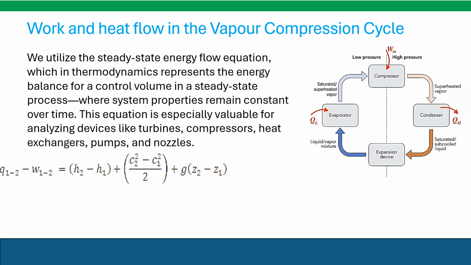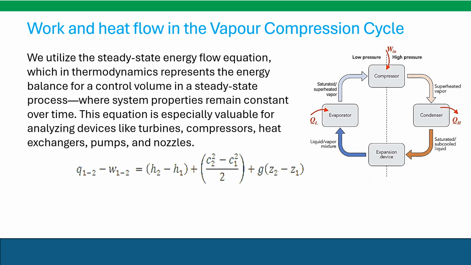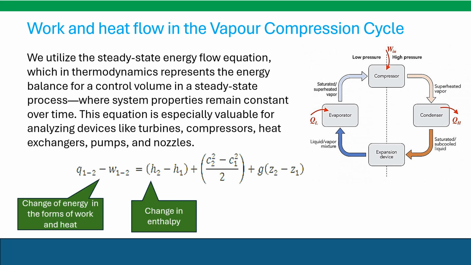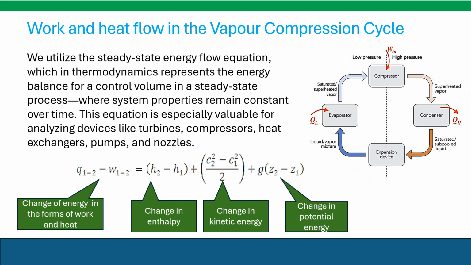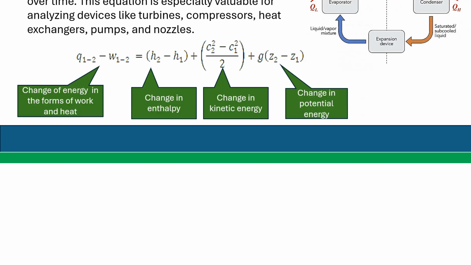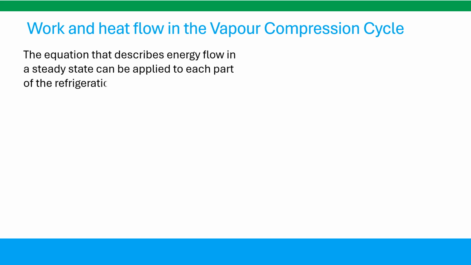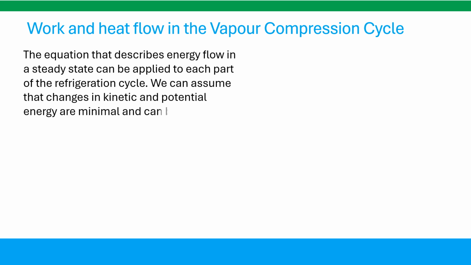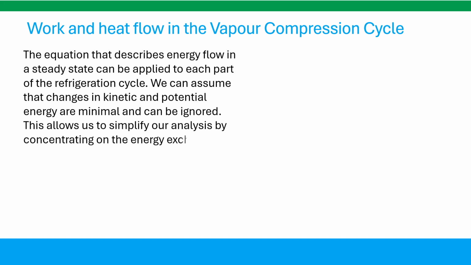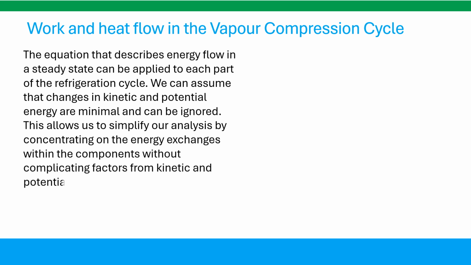The steady-state energy flow equation for unit mass between two state points is expressed as Q12 minus W12 equals change in enthalpy, plus change in kinetic energy, plus change in potential energy, as shown here. The equation that describes energy flow in a steady state can be applied to each part of the refrigeration cycle. We can assume that changes in kinetic and potential energy are minimal and can be ignored. This allows us to simplify our analysis by concentrating on the energy exchanges within the components without complicating factors from kinetic and potential energy changes.